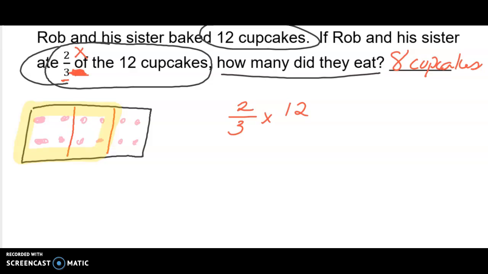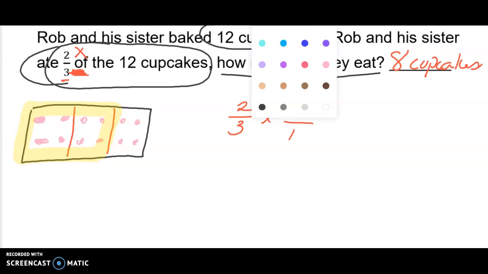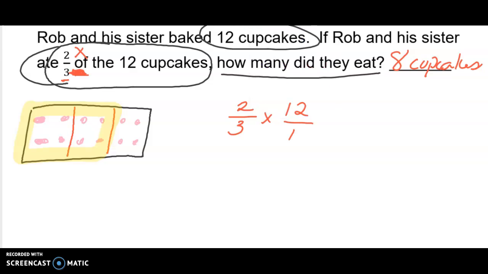Well, let's finish solving it from here. How do you write 12 as a fraction? 12 over 1. Then I'm going to cross simplify. Well, I'm not going to cross simplify yet because you haven't learned that yet. But I'm going to multiply straight across. 2 times 12 is 24. 3 times 1 is 3. And 24 divided by 3 is 8. Now notice I divided by 3, and I divided into thirds. And I also multiplied by 2 because I have 2 sections. So I multiply straight across, divide by 3, and I get 8.